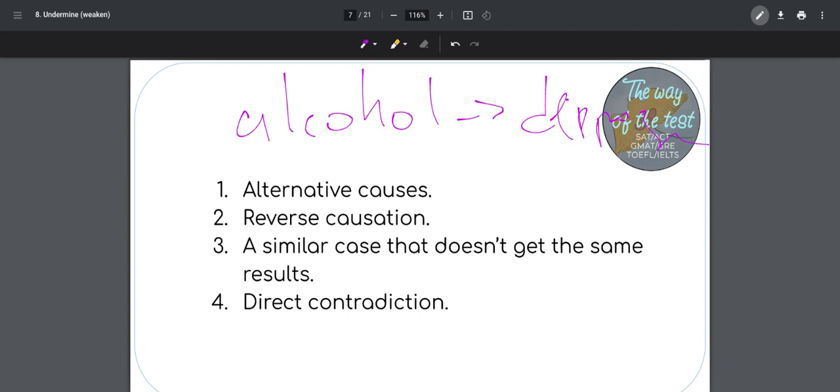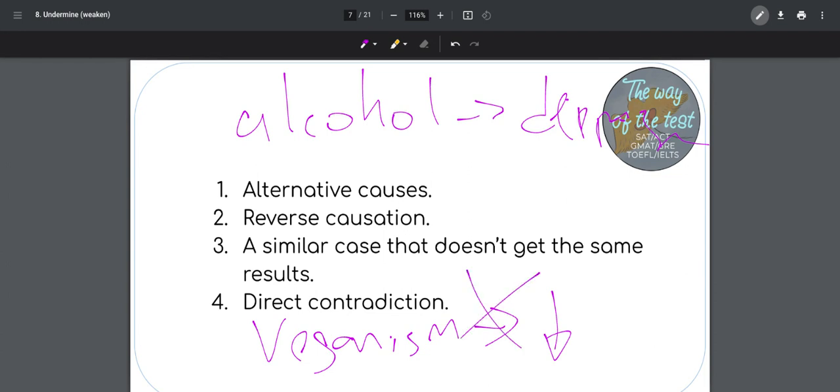Then we can find a similar case that doesn't give the same results. For example, let's talk about alcoholism versus depression. If the claim is that alcoholism causes depression, and I can find an alcoholic who is not depressed, there you go, alcoholism doesn't cause depression. And a very common one is veganism, people who don't eat meat. Veganism causes low levels of iron in the blood. So if you can find one vegan who doesn't have low levels of iron in the blood, it means that veganism doesn't cause low levels of iron in blood or any other disease, right?